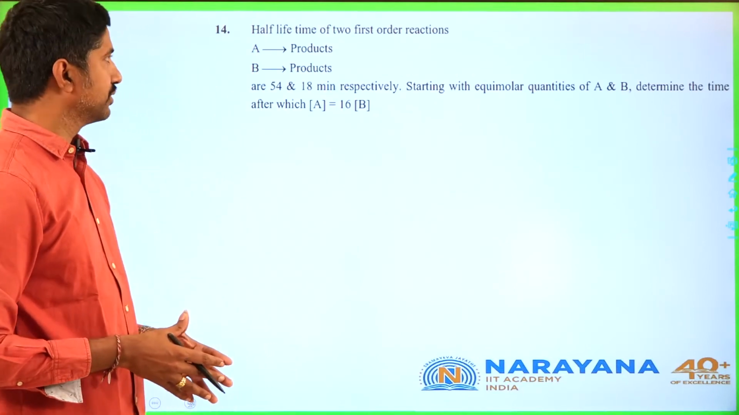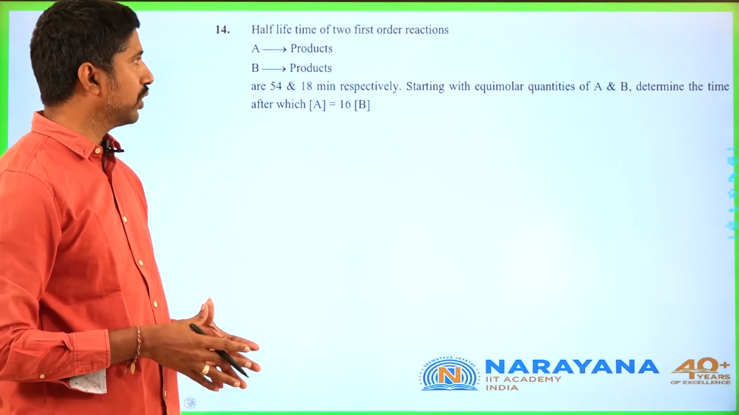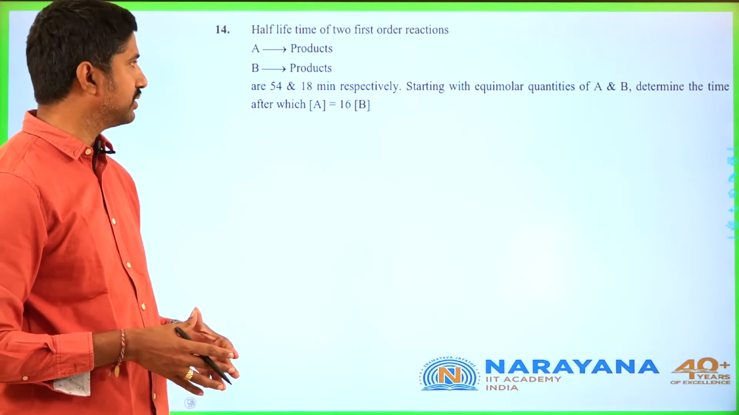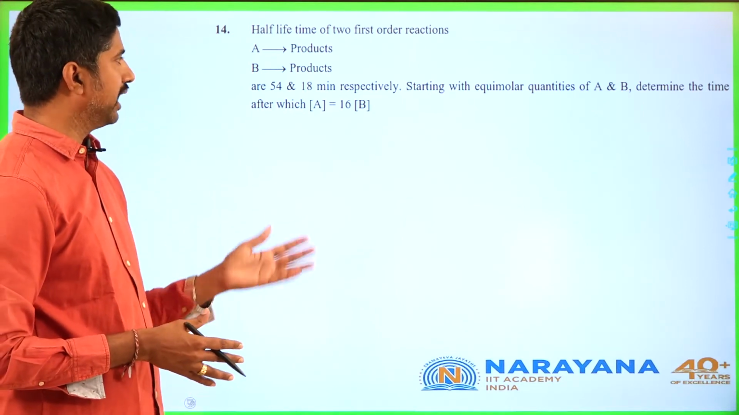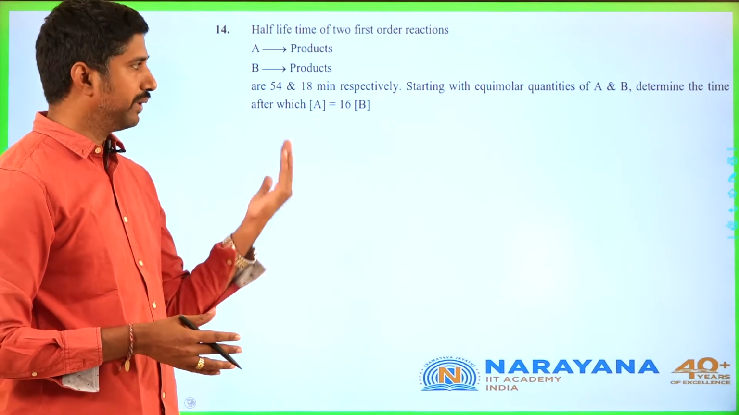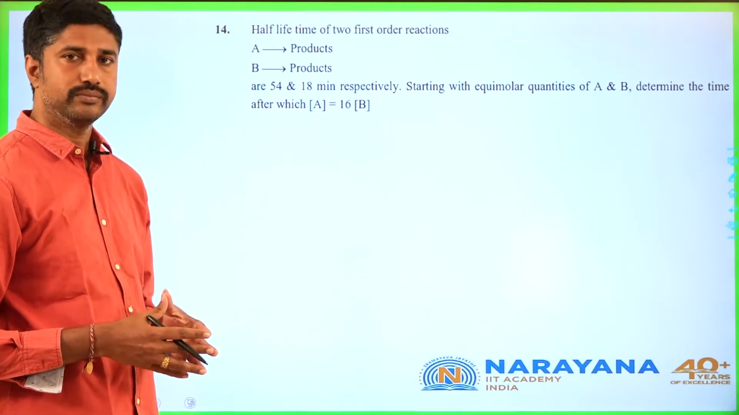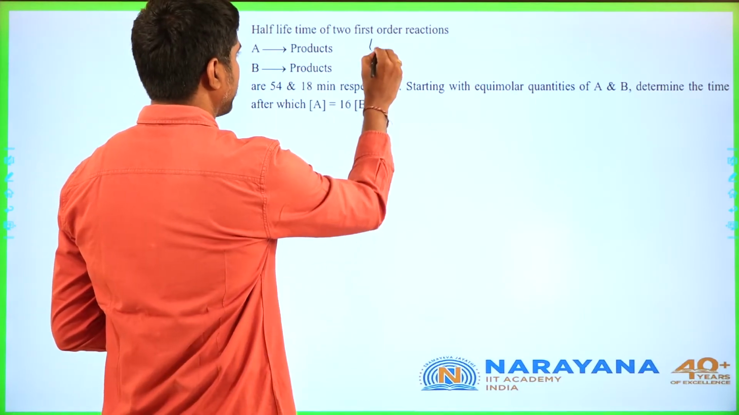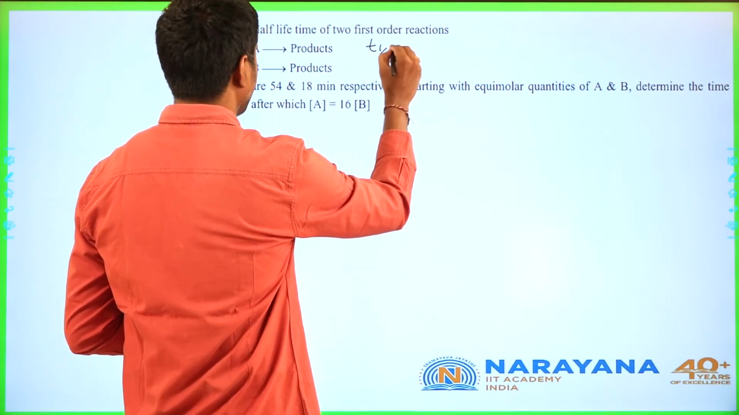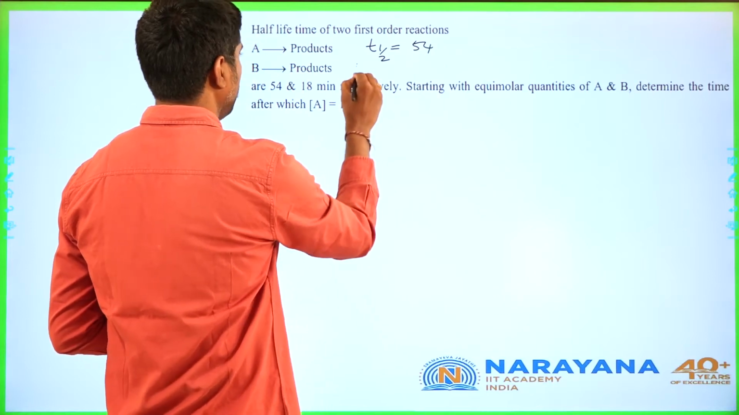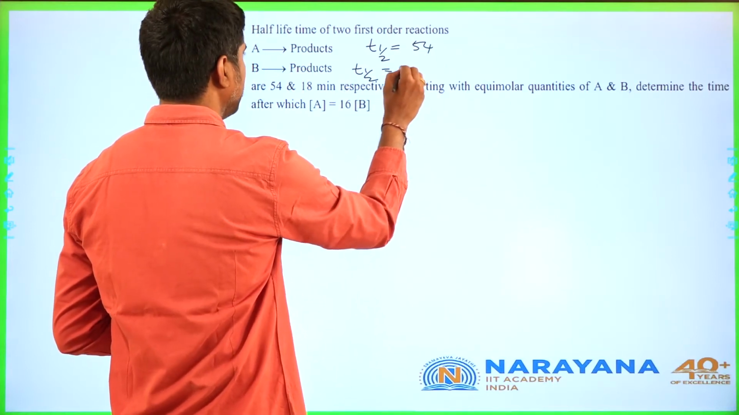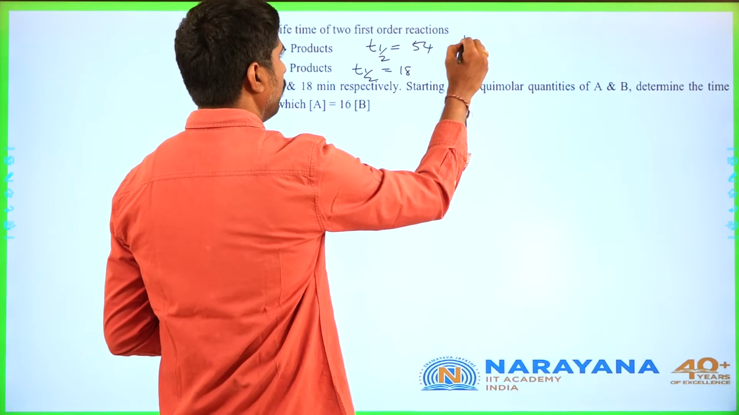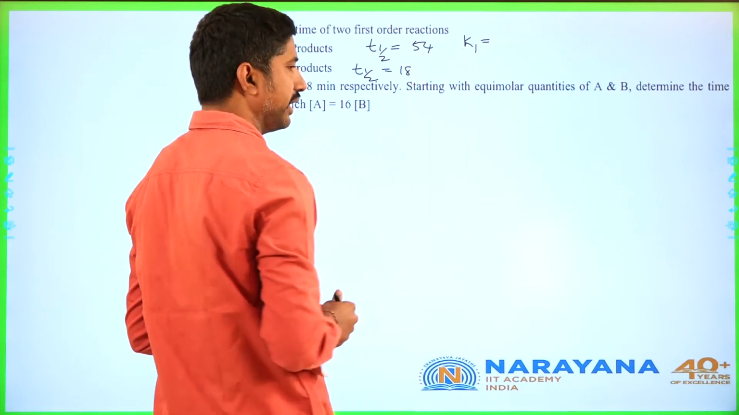So this is the question given here. Half-life times of two first order reactions were mentioned. A gives products and B gives products, and they particularly mention the values. Now, what is the data given here? I am writing here: T half of the first reaction is 54 minutes and T half of the second reaction is 18 minutes.